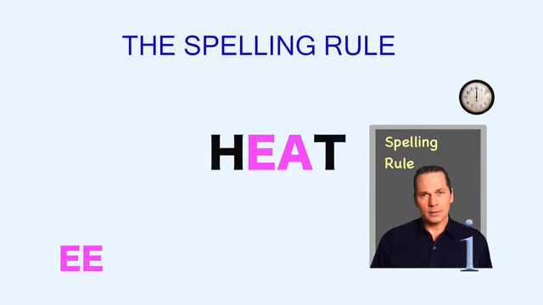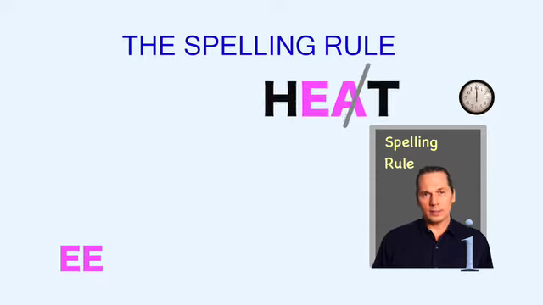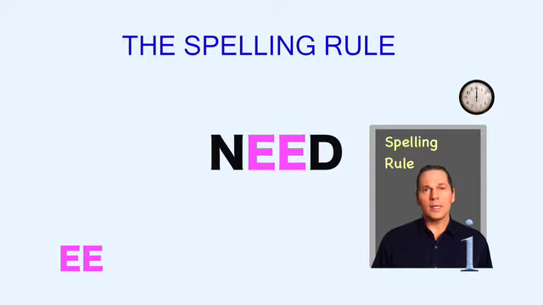Let's look at some examples. Heat. Cross out the A, then pronounce a sound at a time. H, E, T, heat. Need. Cross out the second E, then pronounce a sound at a time. N, E, D, need.